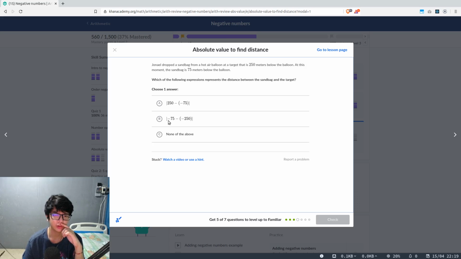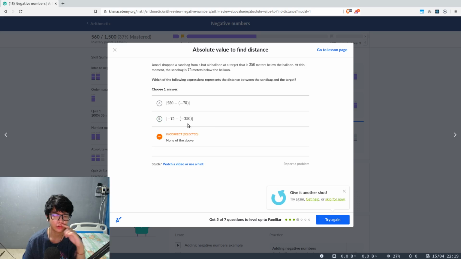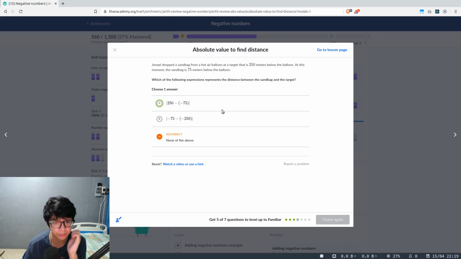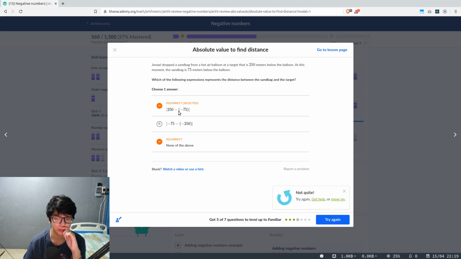Why is this turning to 70 negative? I mean, this thing could be. Oh no, it's none of the above. Okay, I'm not sure about this one. Is it this one? What is this? Negative 75 minus negative 250? Why?